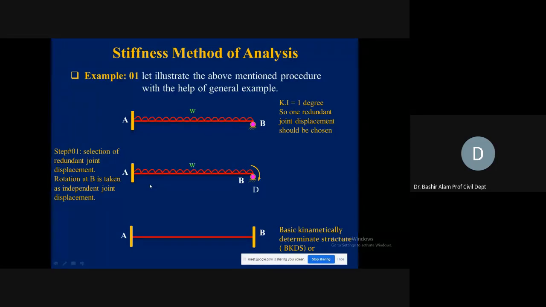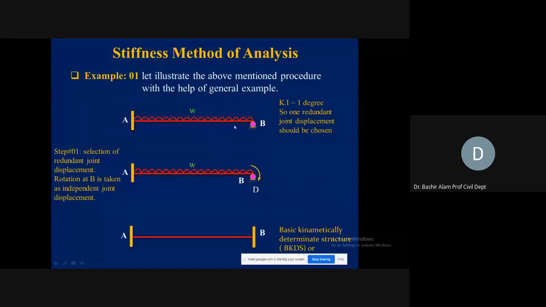Now, let's start with the help of this example. To illustrate the above-mentioned procedure with the help of a general example, you are looking at a single span beam. At A, we have a fixed support. At B, we have a roller support. And W is the UDL carried by this beam.